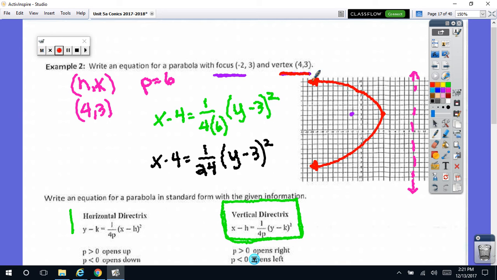Here's one of those where it's facing negative infinity. We are facing negative infinity, so we need to make our fraction negative.